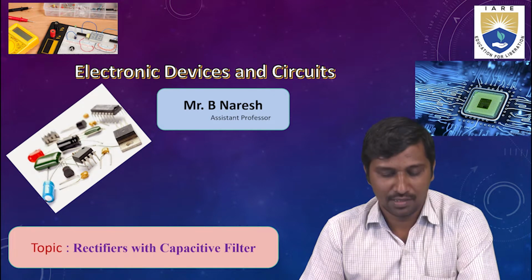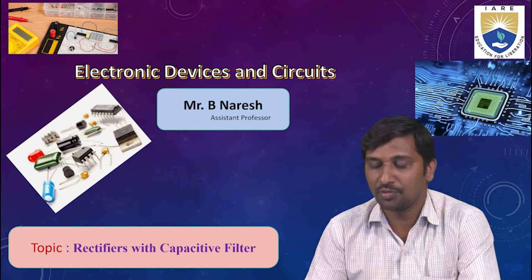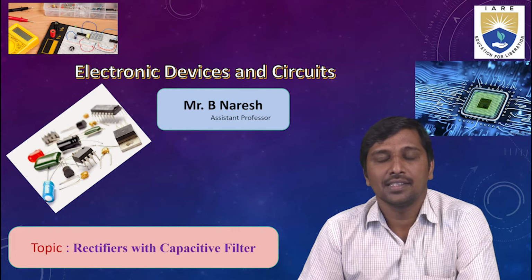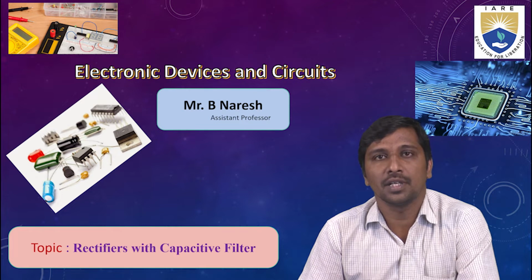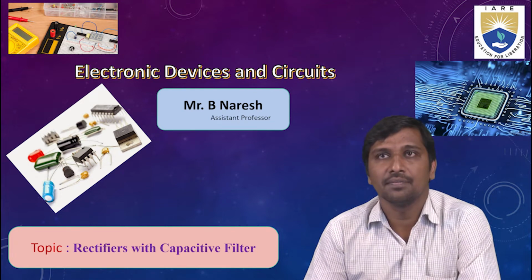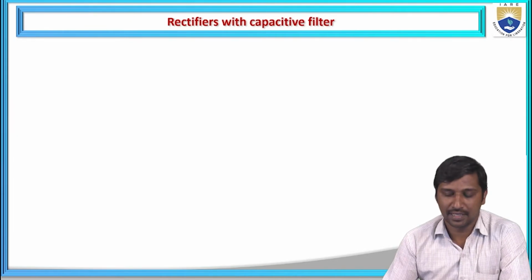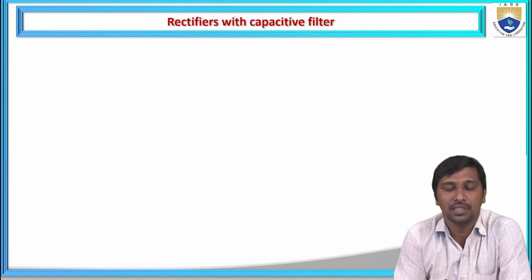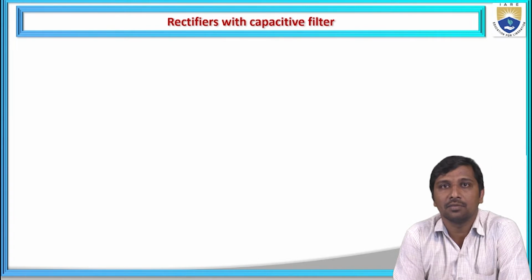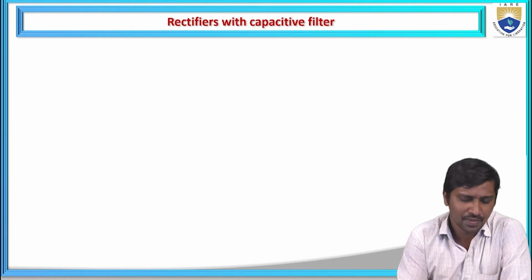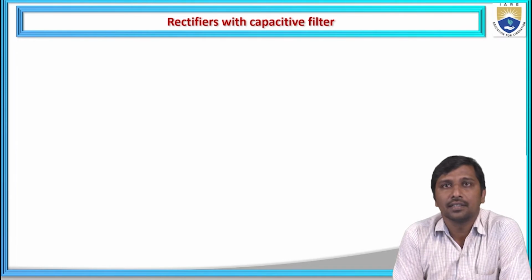Today's topic is rectifiers with capacitive filter. In the last sessions, we observed the half wave rectifier, the full wave rectifier, as well as the bridge rectifier. A rectifier converts the AC signal to a pulsating DC signal, and rectifiers are designed with a PN junction diode.